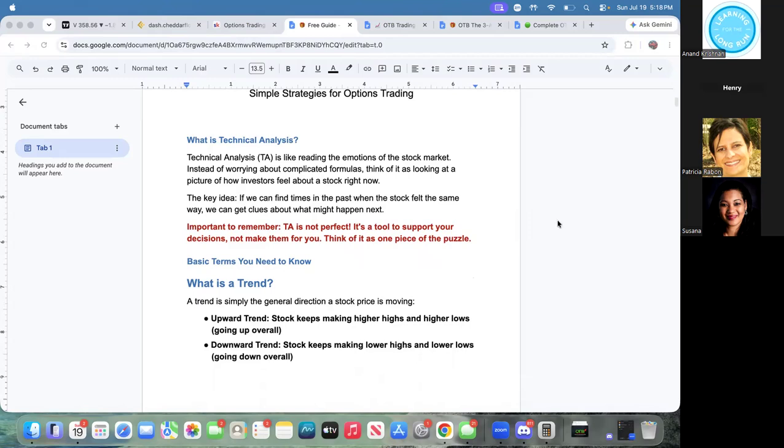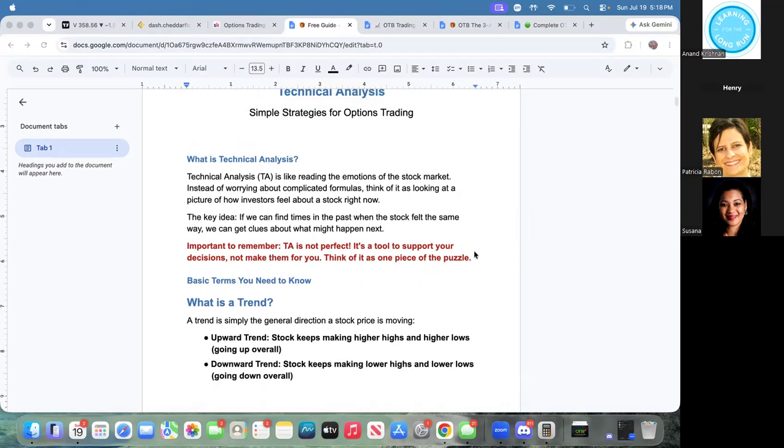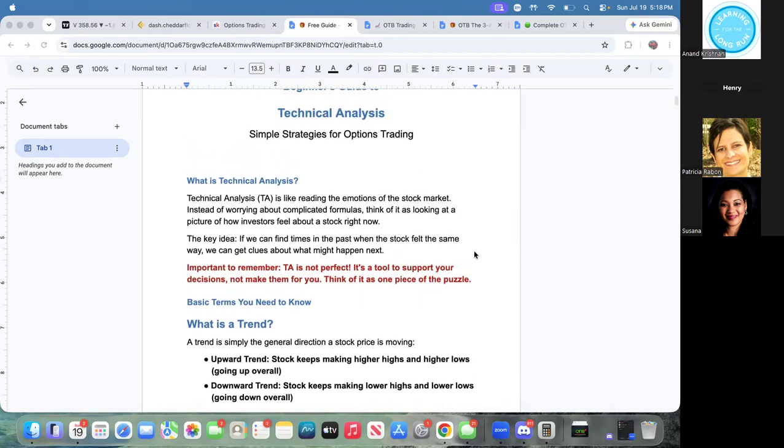There are many examples of these kinds of patterns, and if you know about them, you can use them to your advantage.